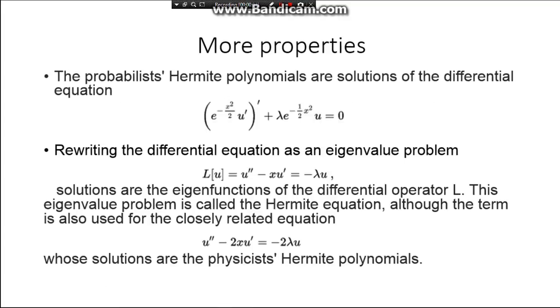Moving on to the final property of Hermite polynomials. The probabilist Hermite polynomials are solutions of the differential equation given here. Rewriting the differential equation as an eigenvalue problem gives us L of u equal to u double dash minus x u dash equal to minus lambda u. The solutions for this equation are the eigenfunctions of the differential operator L. This eigenvalue problem is called the Hermite equation, although the term is also used for the closely related equation u double dash minus 2x u dash equal to minus 2 lambda u, whose solutions are the physicist's Hermite polynomials.